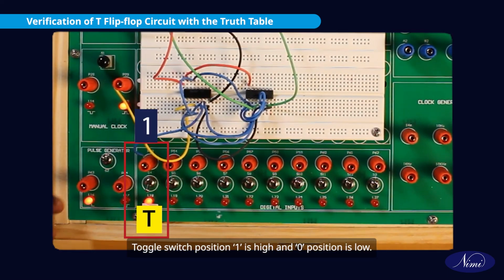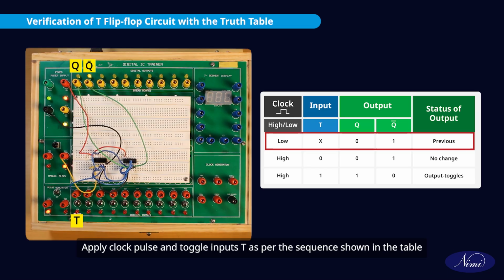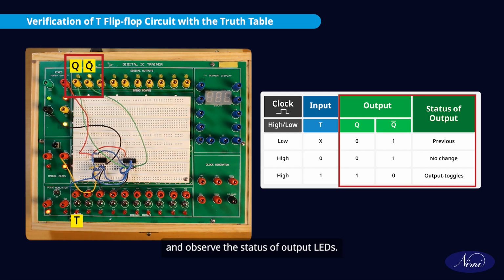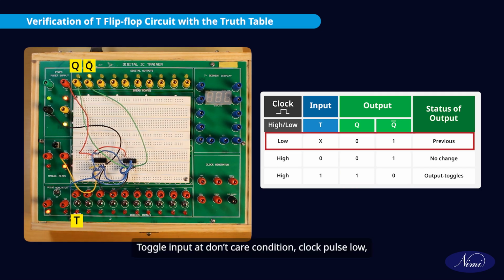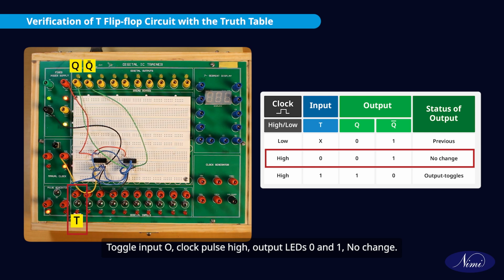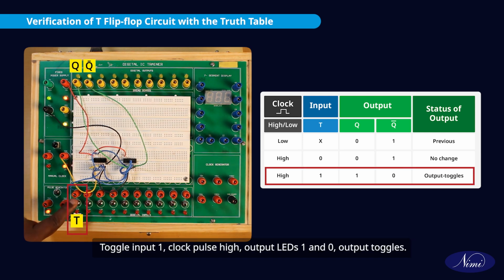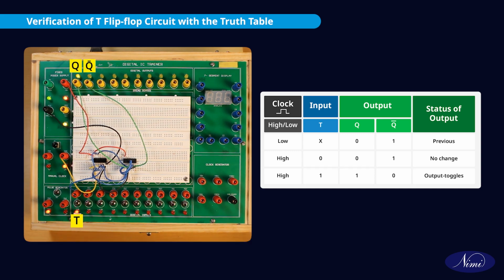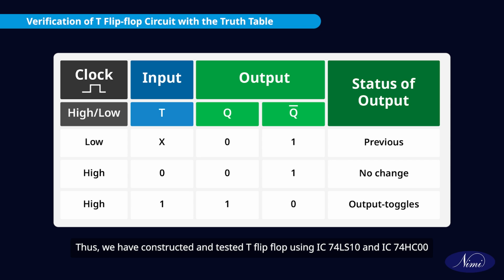Toggle switch position 1 is high and 0 position is low. Apply clock pulse and toggle inputs T as per the sequence shown in the table and observe the status of the output LEDs. Toggle input at don't care condition, clock pulse low, output LED 0 and 1, previous state. Toggle input 0, clock pulse high, output LEDs 0 and 1, no change. Toggle input 1, clock pulse high, output LEDs 1 and 0, output toggles. Thus we have constructed and tested T flip-flop using IC 74LS10 and IC 74HC00.